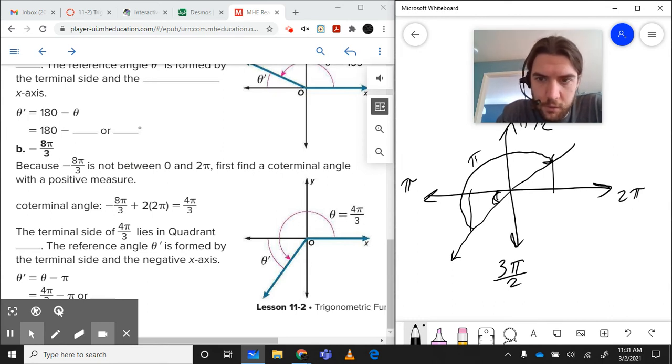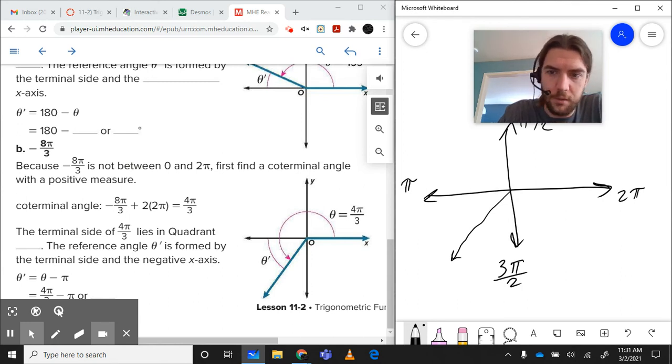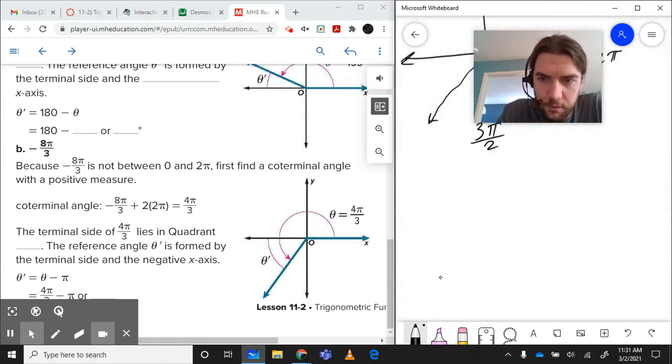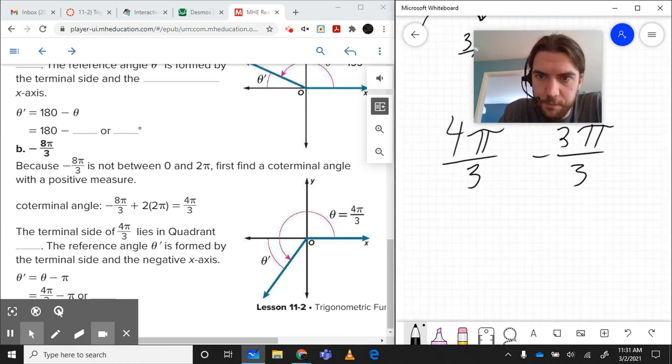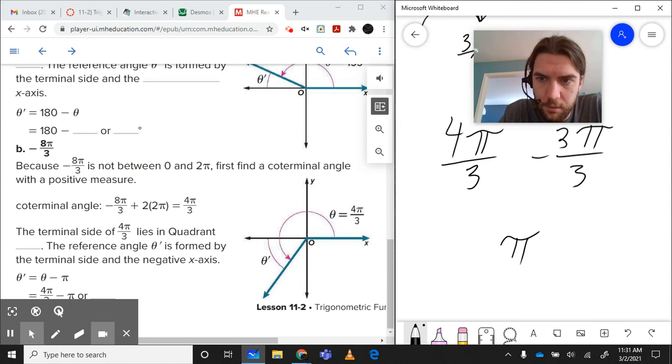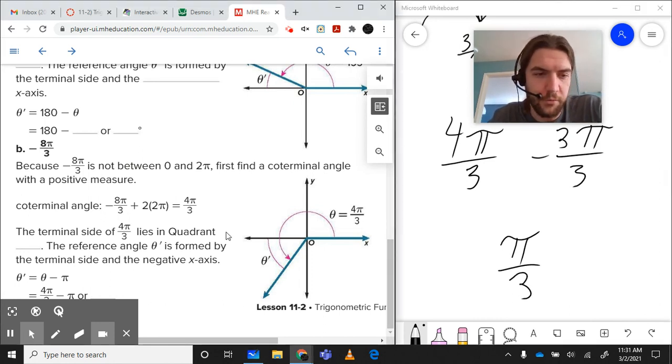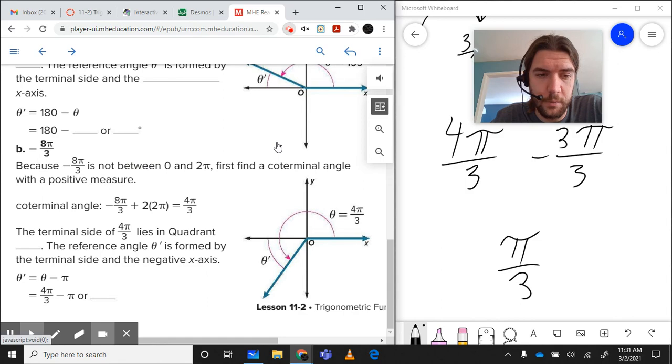So doing that, we have 4 pi over 3 minus pi. Well, we just need to give them the same denominator, so 4 pi over 3 minus pi. Let's change this one to 3 pi over 3, and then we can put them together. So we'll have pi over 3 as our final reference value within the radian unit system. And that is it for example number 5.